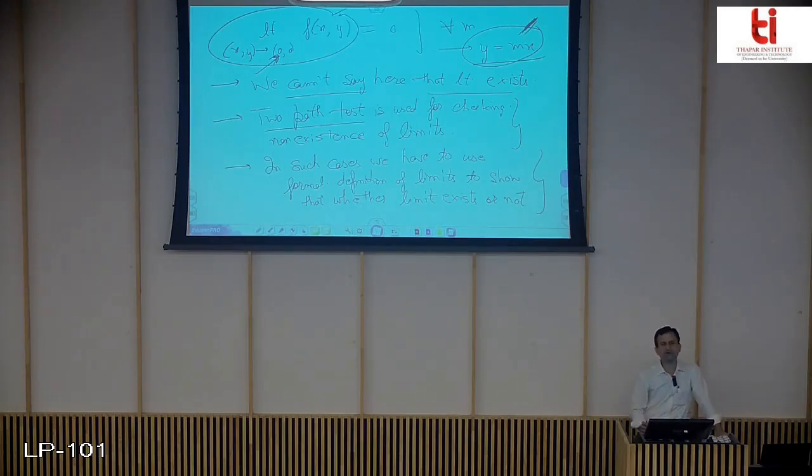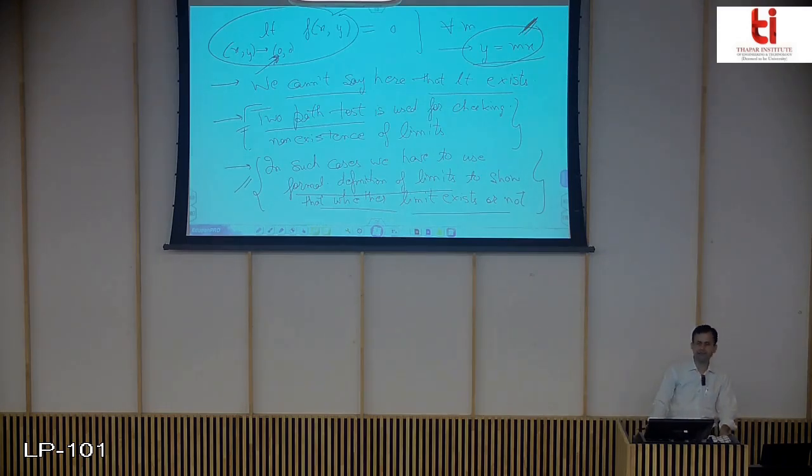We do not know about other paths. So how can we say that the limit is going to be 0? The two-path test can't be used for checking the existence of a limit. It is only used for non-existence of the limit, and in such cases, if we are using the two-path test, we have to leave these questions as such, and we have to go for the formal definition of limit that we will be doing later to check whether the limit exists or not.